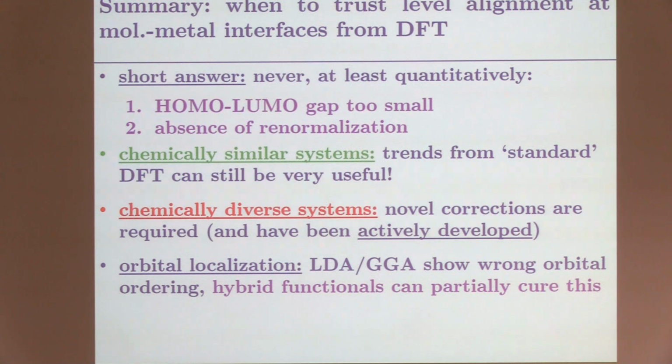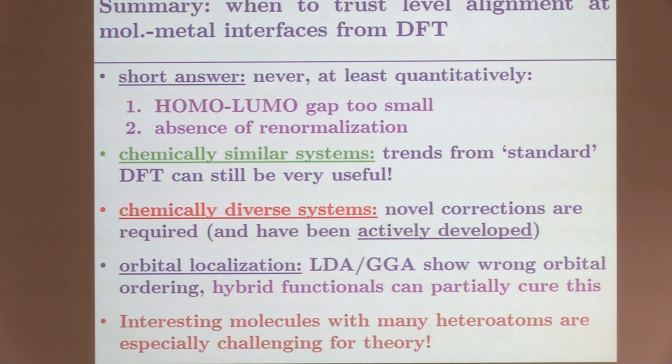One remark about orbital localization: this is also critical because it can mess up the orbital order you get from a calculation. We've seen that hybrid functionals can partially overcome this issue. And lastly, I would like to also mention that I think the most interesting molecules are those that, of course, have many heteroatoms. We yesterday saw some molecules with copper in them. Now, these often introduce different localizations of various orbitals, and that becomes especially challenging for the theory.